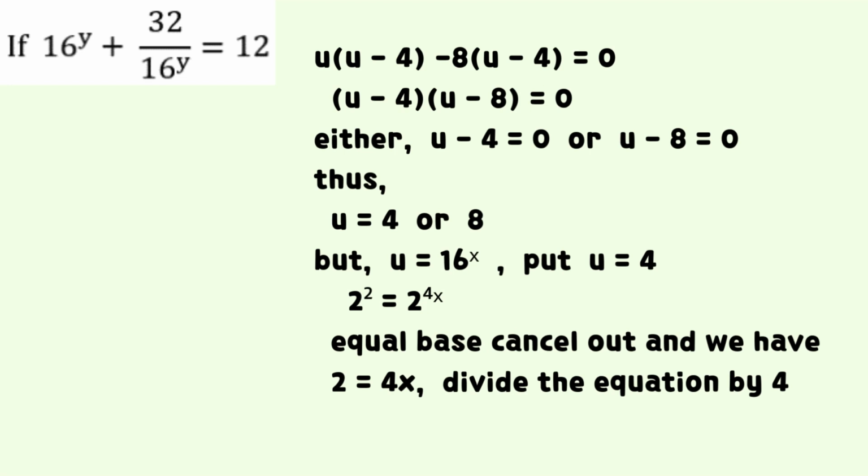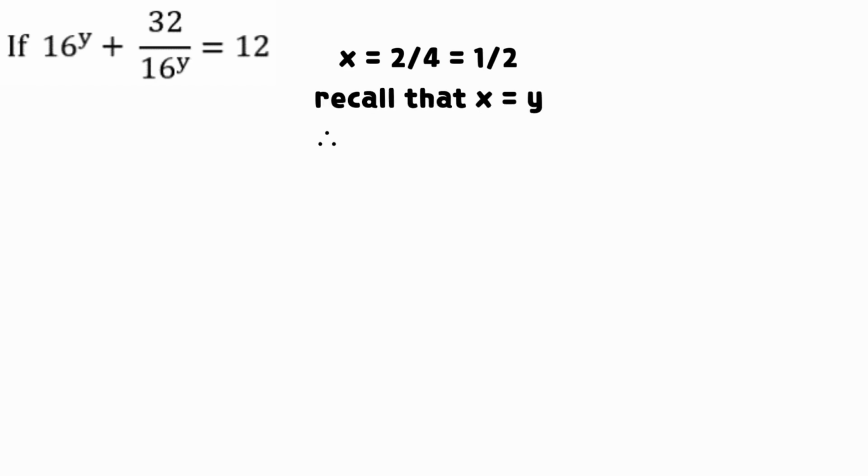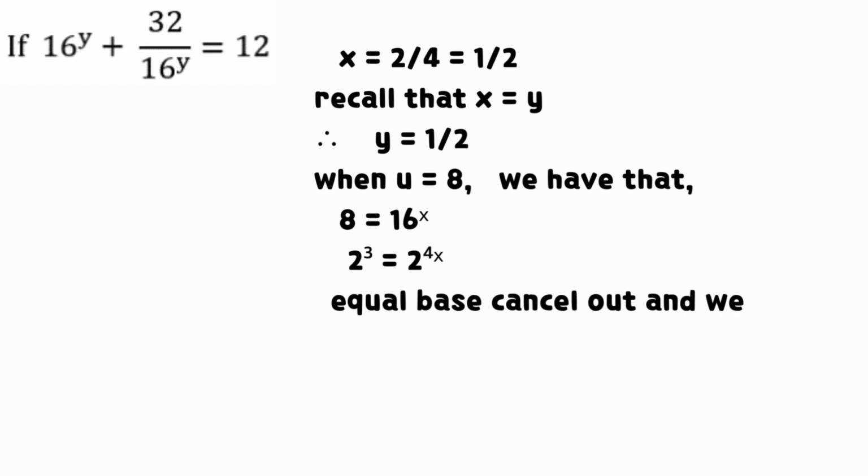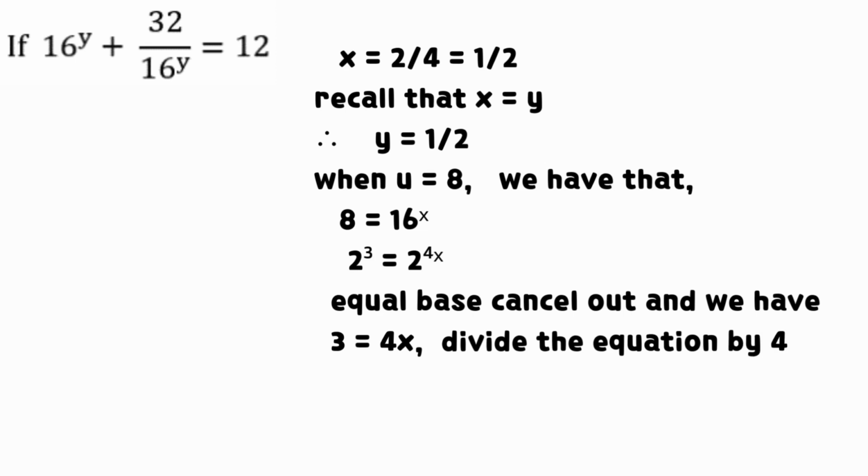So that the square of 2 equals 2 to the power of 4x. Equal bases cancel out and we have 2 equals 4x. Hence, divide the equation by 4. x equals half. Recall that x equals y. Therefore, y equals half.